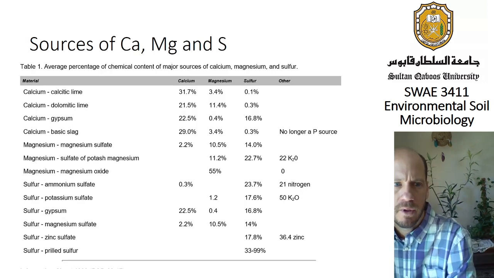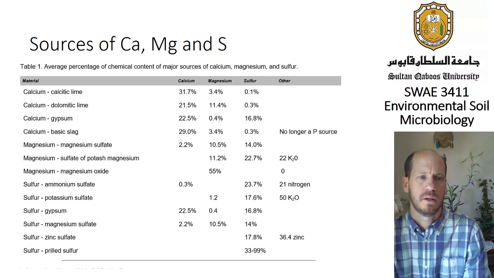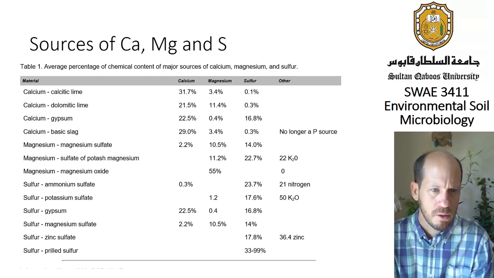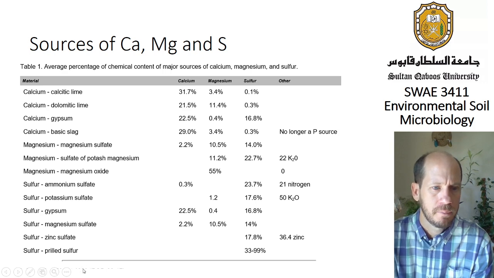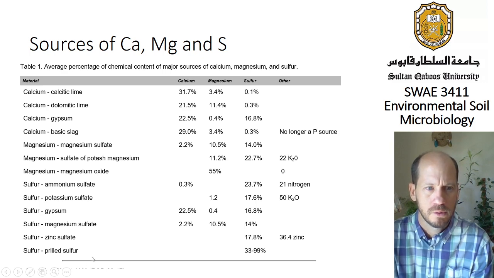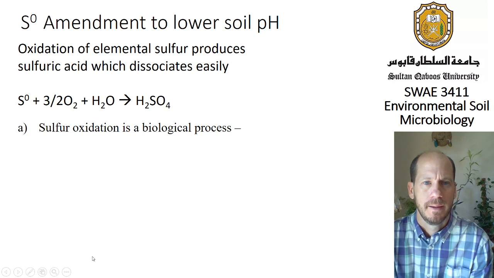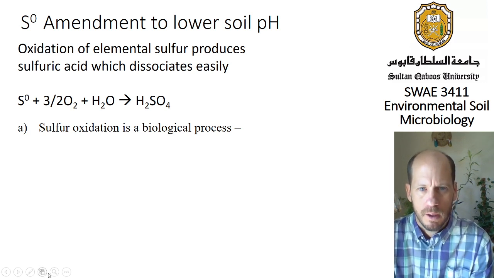These are some of the sources of sulfur in soil. Gypsum is one of the main ones used, but you also have monoammonium sulfate, potassium sulfate, magnesium sulfate, zinc sulfate, and elemental sulfur also. Elemental sulfur is one of the amendments that I'm studying.